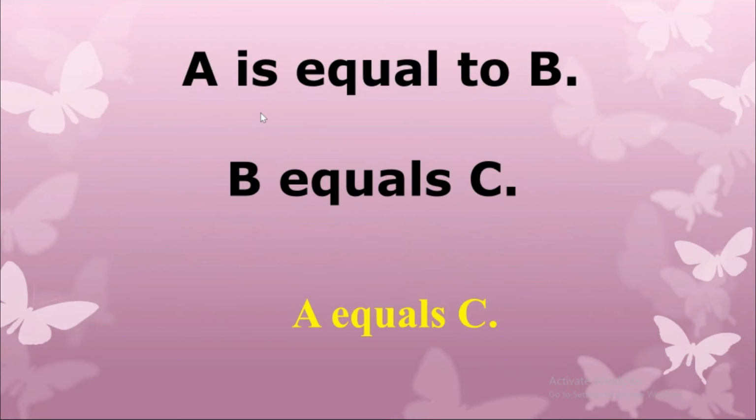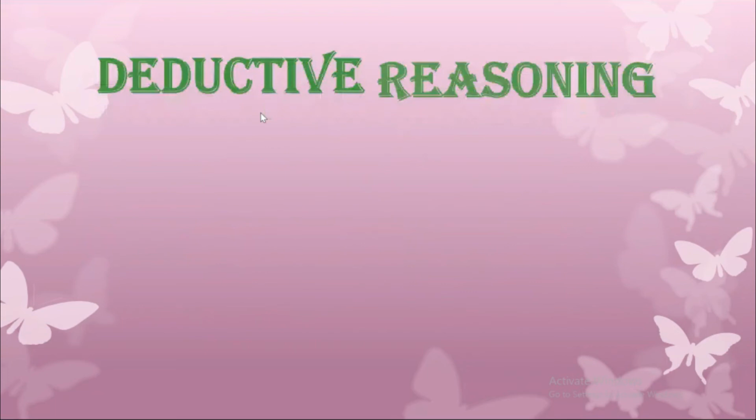Can you remember the property used in making conclusions on examples like this? What property is it? You're right. It's the transitive property. Now, these two last examples made use of two general statements or facts to make a conclusion. And we call this deductive reasoning.